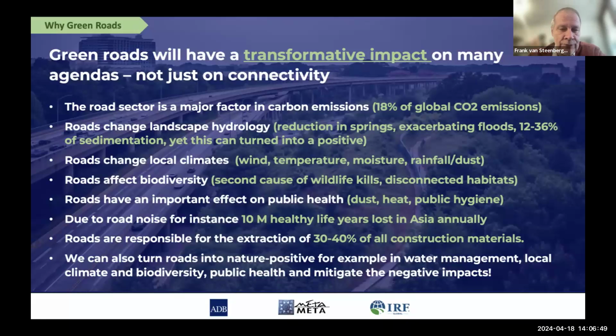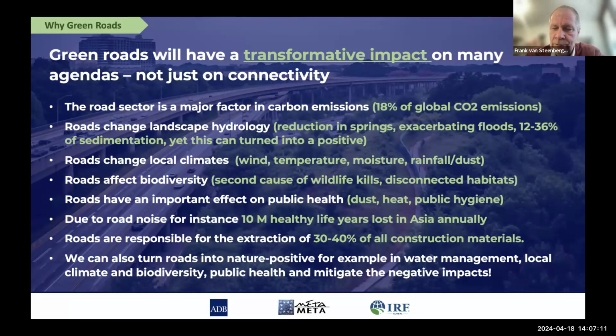Roads affect biodiversity. It's the second cause of wildlife kills, but biodiversity is more than just mammals, and it's also the insects, the invertebrates. And again, we should minimize the damage and, as much as possible, turn this into a positive.